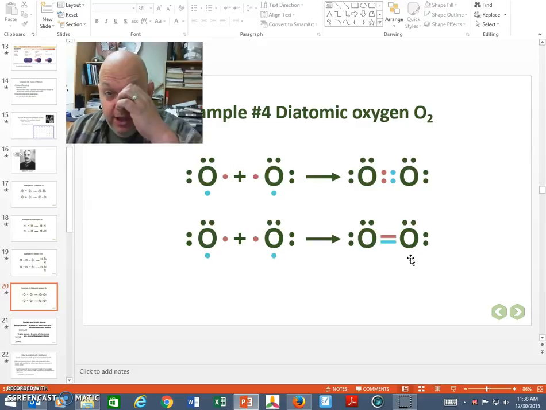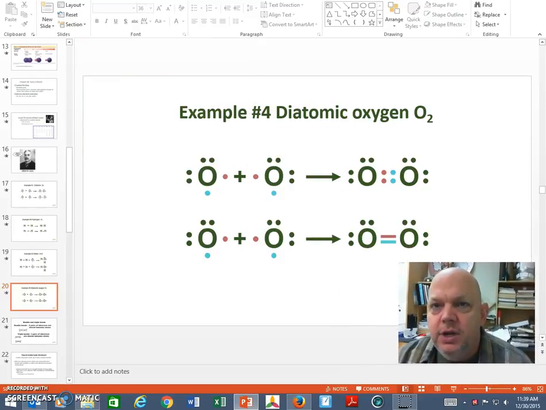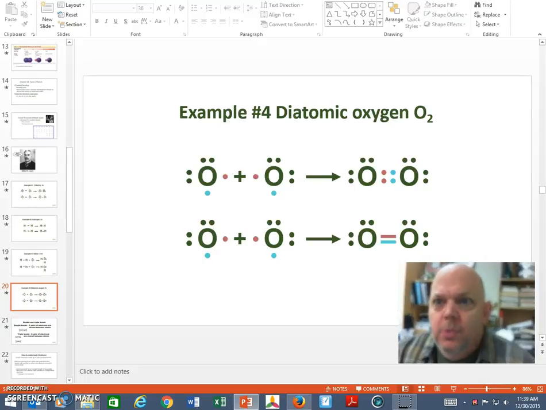Now, what about diatomic oxygen? Here, for diatomic oxygen, this is where we start getting into multiple pairs of electrons that are being shared. Oxygen normally has 6 valence electrons in the outermost layer. I'm about halfway through. So what's the purpose of this? Well, remember, the oxygens want to get 8 electrons. That's that octet rule.